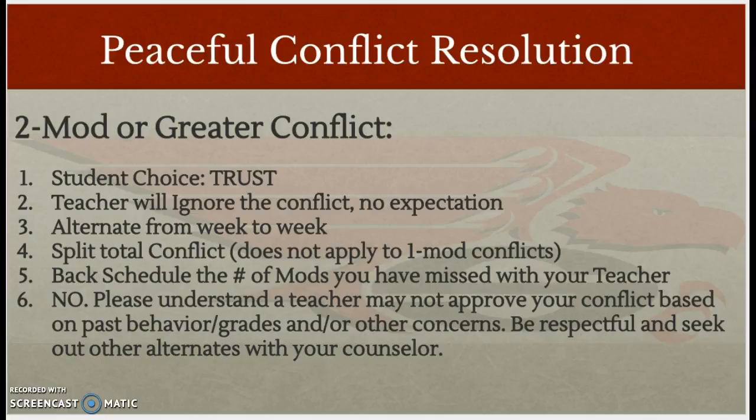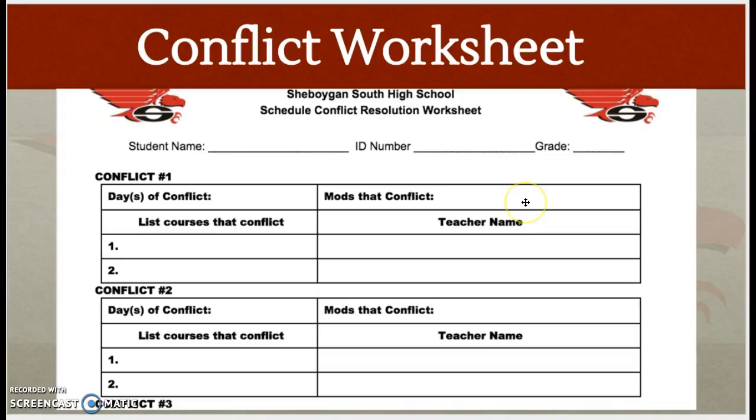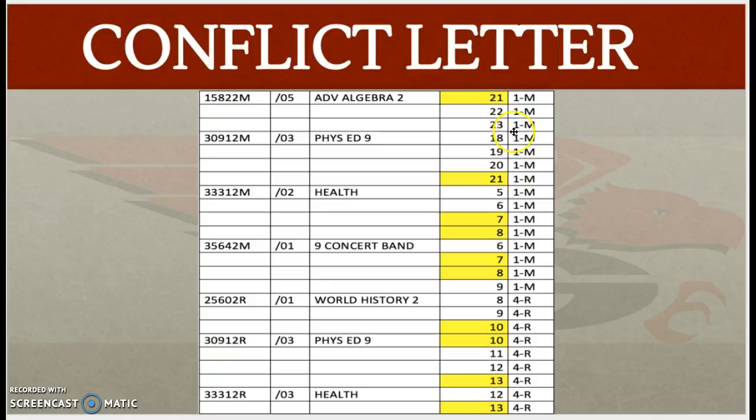So just quickly as we're looking at the conflict letter, as you can see here we have it listed by day. Don't regard so much the number that you see next to the letter. That is just indicating a way to sort it better for me. But M is for Monday, R is for Thursday. So this individual student has a conflict with advanced algebra and physical education mod 21. Now I see that physical education has another conflict down here, but it is the only conflict for advanced algebra.